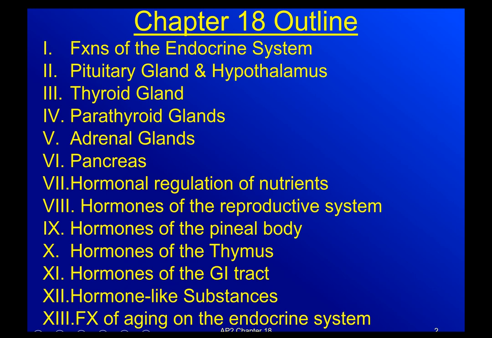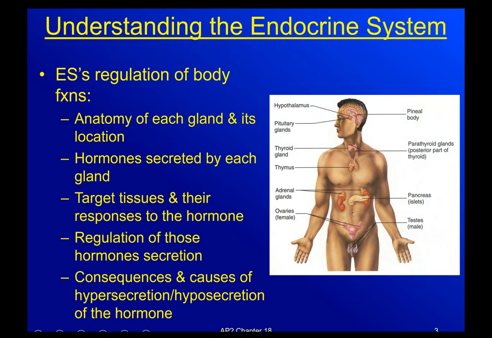Okay, so outline of the chapter. The endocrine system's regulation of the body. We're going to talk about, like I said, the anatomy of each gland and where it's located, because we have, as you can see over here, quite a few of them. Hormones that are secreted by the gland, because some glands do secrete multiple hormones, especially when we're talking pituitary. The target tissues and their responses to that hormone, the regulation of the secretion of that hormone.